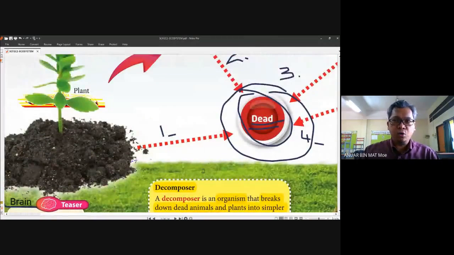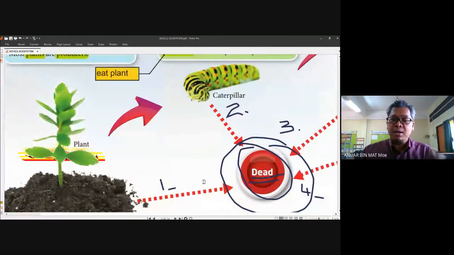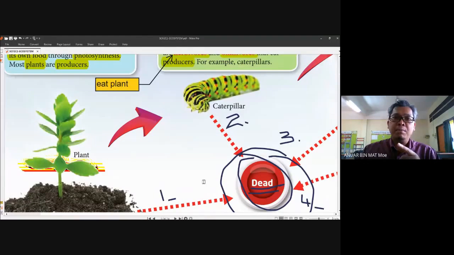Do you understand the role of organisms in the ecosystem? This is what we call the role of organism. You must remember: producer, consumer, the examples of producer, and what happened, for example, between producer, primary consumer, and secondary consumer. Which organism eats what organism? Dia makan yang mana.